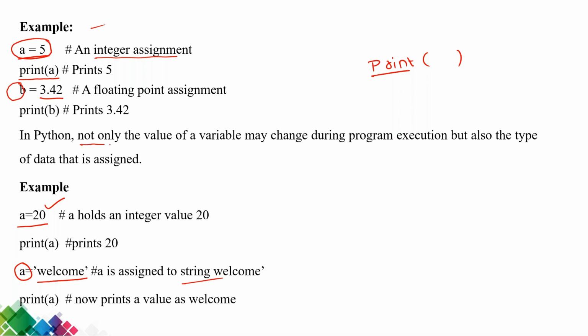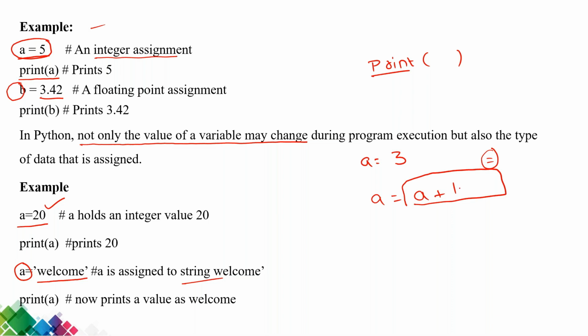In Python, not only may the value of a variable change, the meaning is we can change the value. For example, at the starting of the program, I give A is equal to 3. Suppose in the program, I perform some modification: A is equal to A plus 1. What is the meaning? Always remember, if you are using is equal to, first the right side is evaluated. So 3 plus 1, 4. Now 4 is assigned to A. From now onwards, A value is equal to 4.